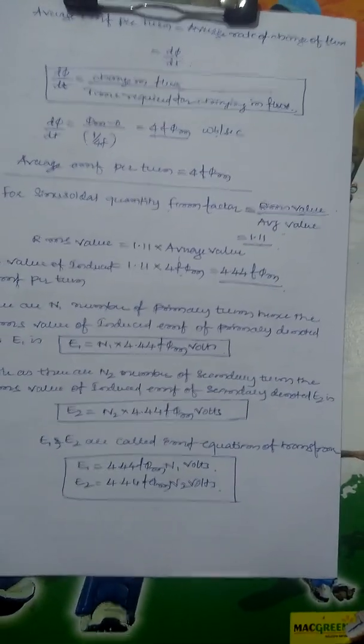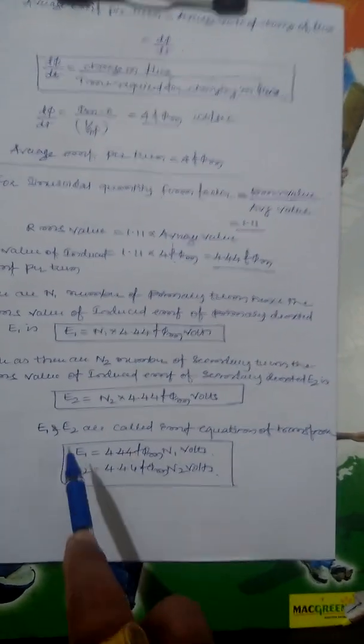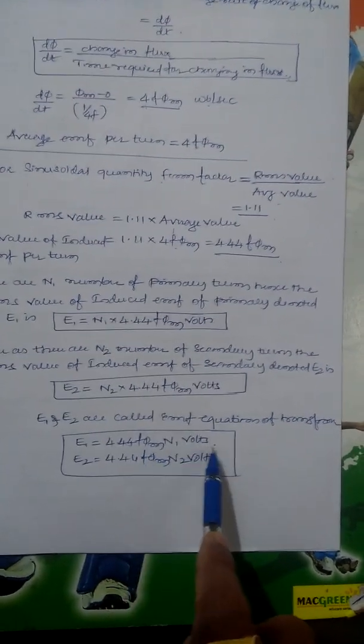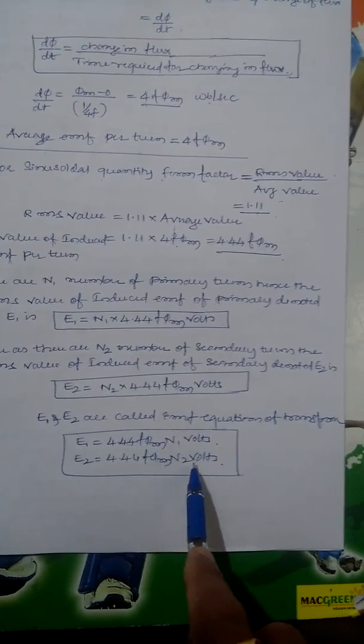That is finally the induced EMF. The voltage equation of the transformer: E1 equals 4.44 f phi m N1 volts, and E2 equals 4.44 f phi m N2 volts.